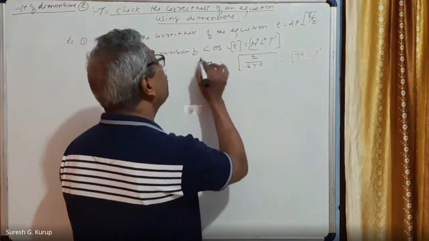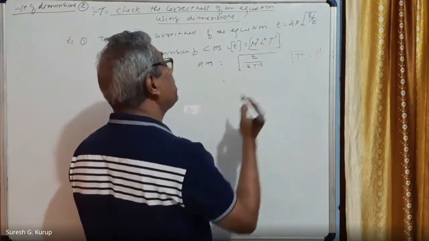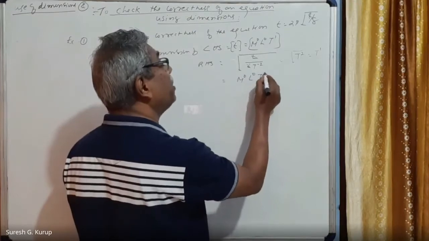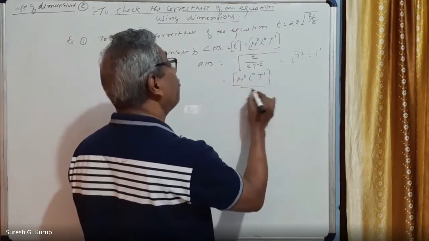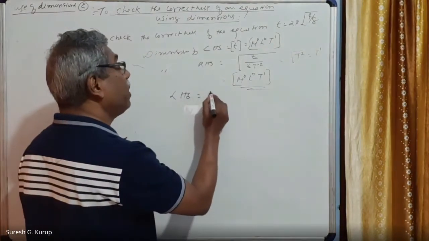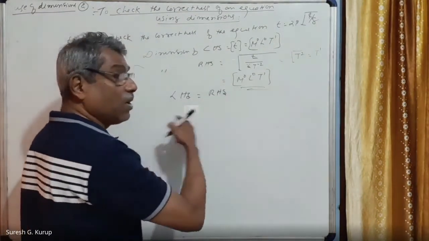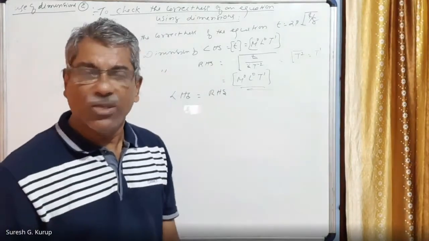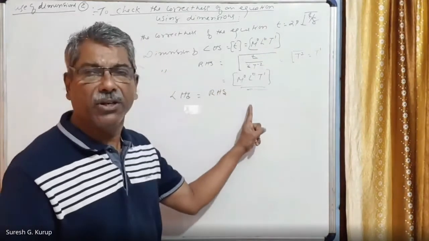Therefore, the dimension of the second quantity, that means the RHS, is M^0 L^0 T^1. So we have found that the dimensions of LHS are equal to the dimensions of RHS. We can write that this equation is dimensionally correct. So we have checked the correctness of this equation.